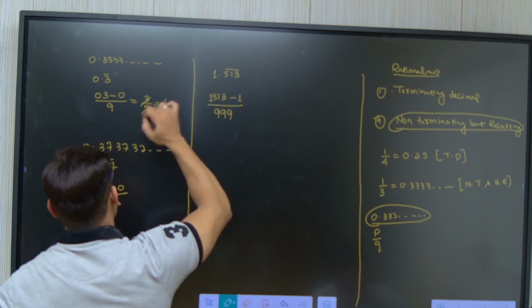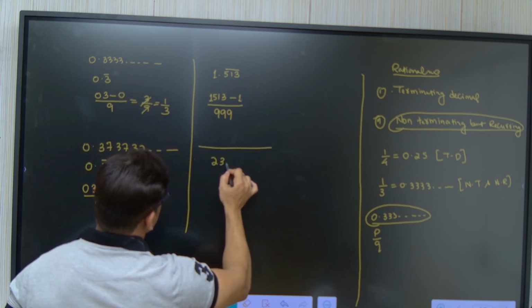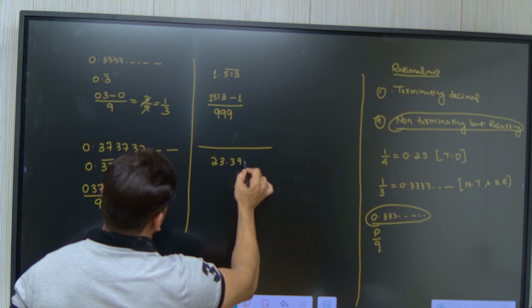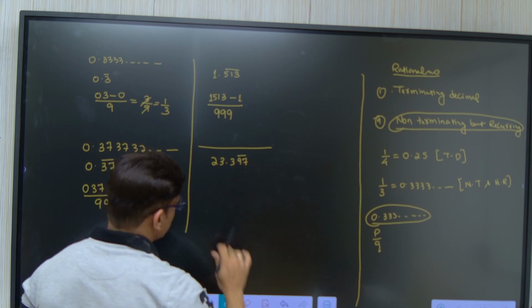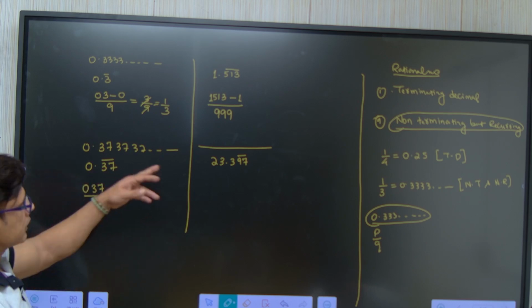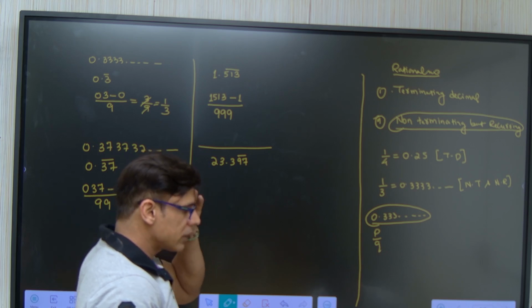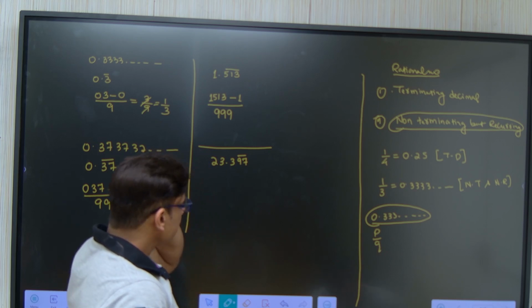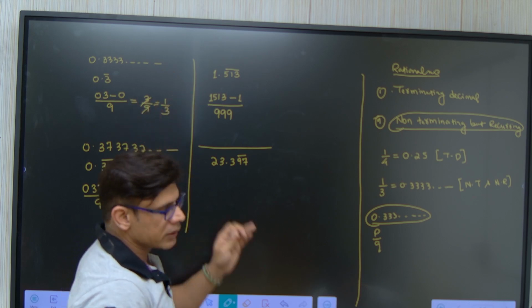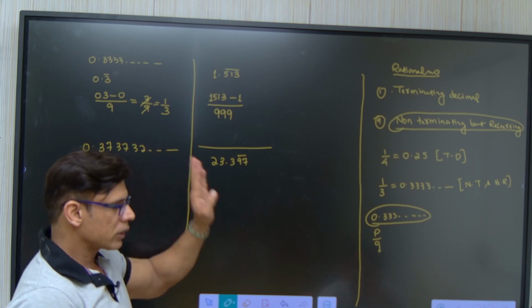If you look at this number, and this number, and the next number which I am going to write, let's say the next number is 23.397 bar. Now, if you look at the numbers which I have just mentioned and this last number, there is a difference. What is that? All the numbers which I have discussed, after the decimal they are coming to an end. This is not coming to an end.